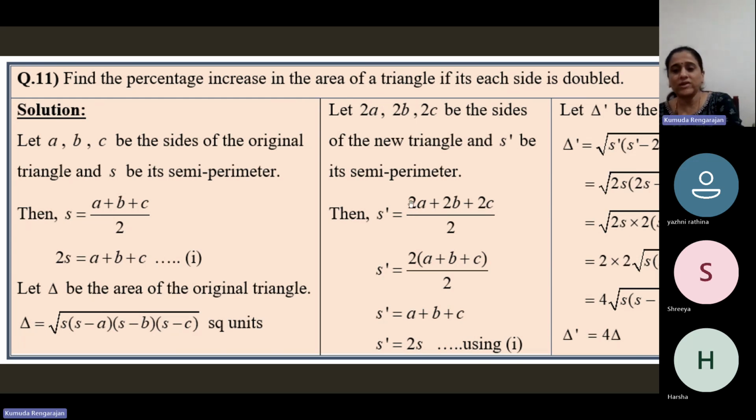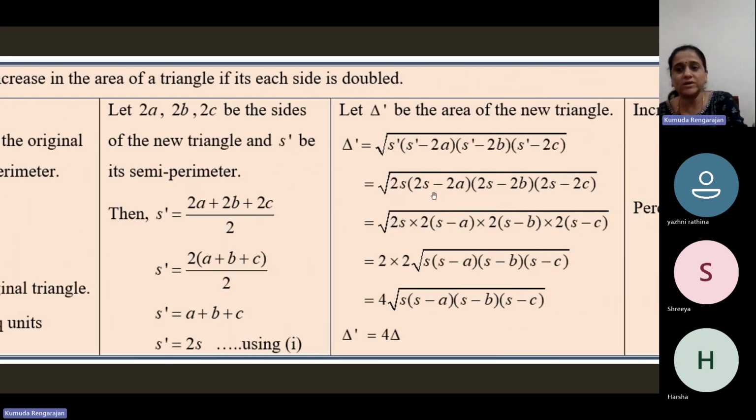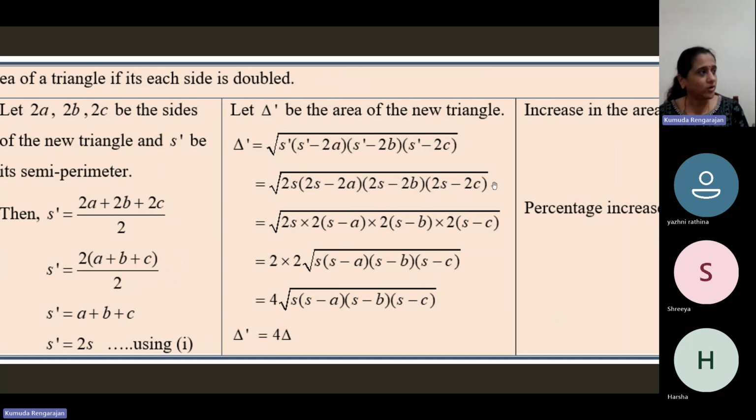So we are here. Now we'll have to find the new area. Let the new area be called delta dash. So how do you find the new area? Square root of semi-perimeter S dash into S dash minus 2A, because that's the side of the new triangle. New semi-perimeter and new sides. So delta dash is equal to square root of S dash into S dash minus 2A into S dash minus 2B into S dash minus 2C.